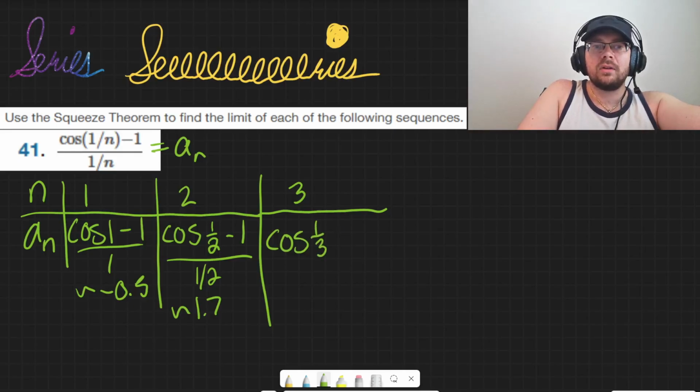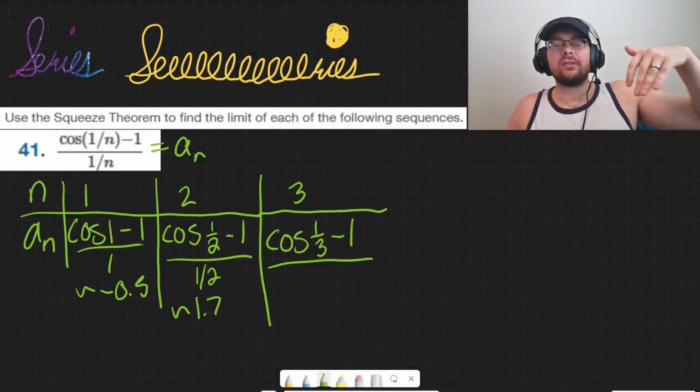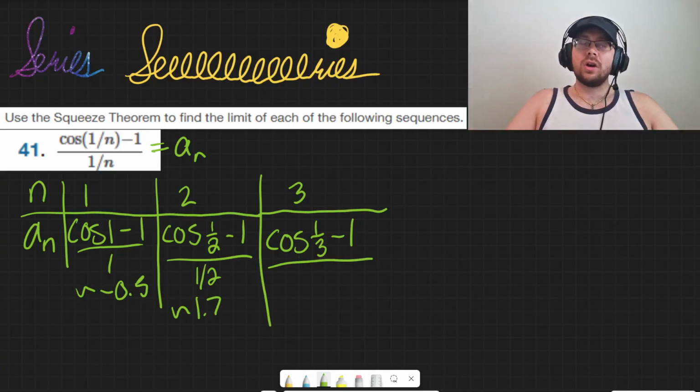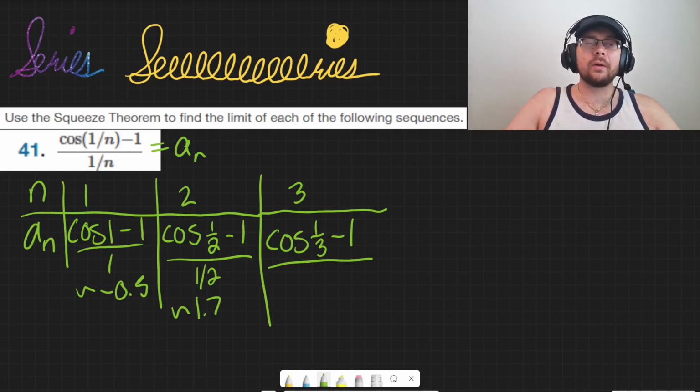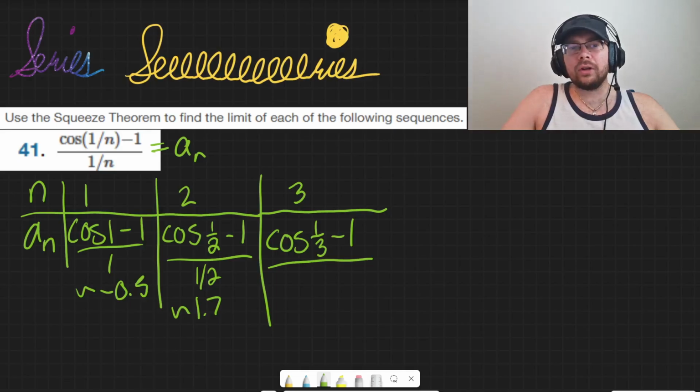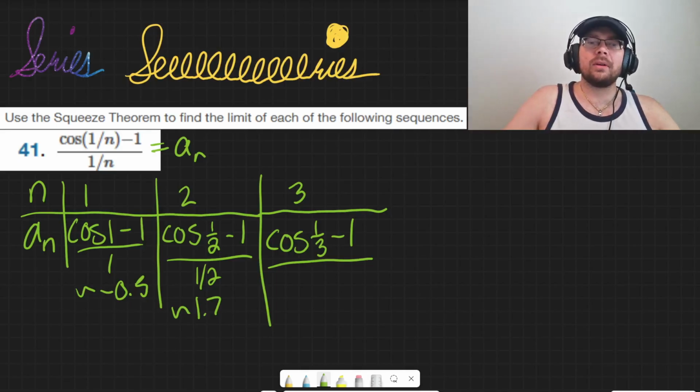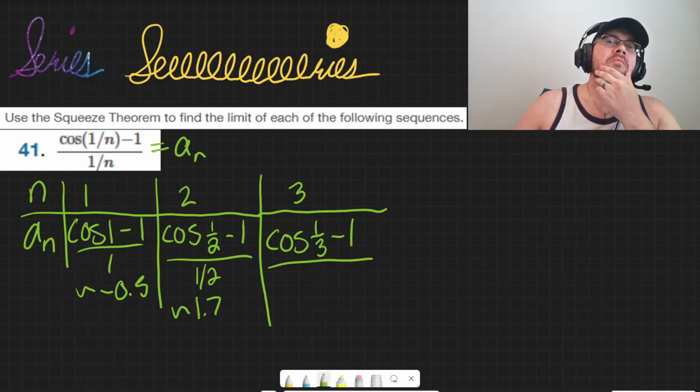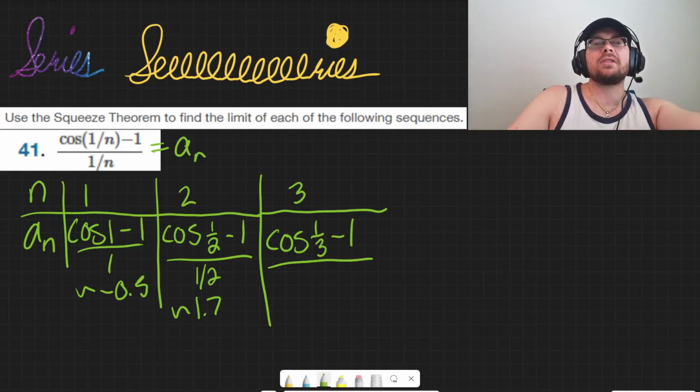All right, cosine of a third. Oh, but you know what? This is going to get closer and closer to 1, right? Because the fraction's going down, so it's less and less radians. So we're getting closer to the cosine of 0 over time, and the cosine of 0 is 1, and then 1 minus 1 would be 0. And then all of that's over a larger and larger number in the denominator. Actually, I'm not sure. This would be over a third.